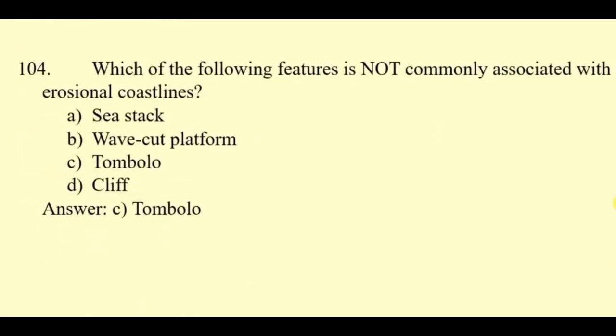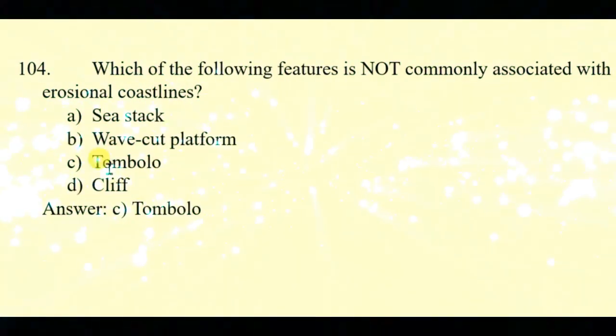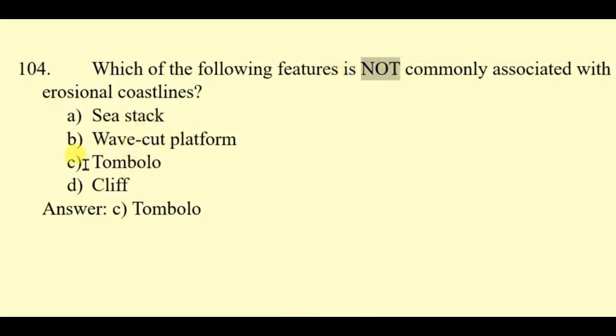Question number 104. Which of the following features is not commonly associated with an erosional coastline? Sea stack, wave-cut platform, tombolo, cliff. Here the right answer will be tombolo, because the other options are erosional features but here "not" is used. Tombolo is a depositional feature.